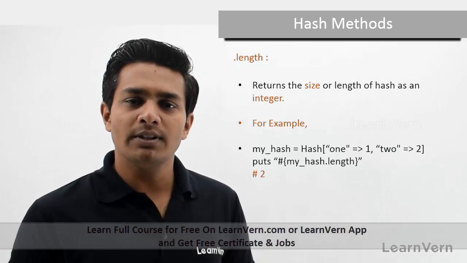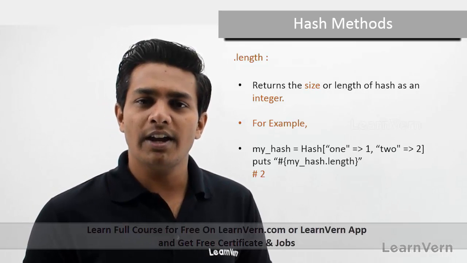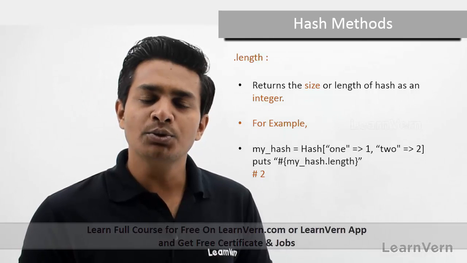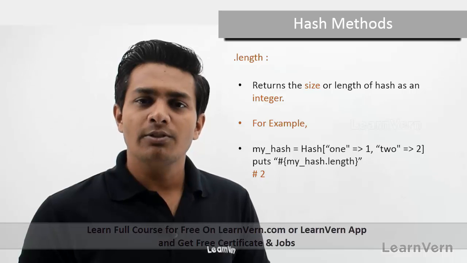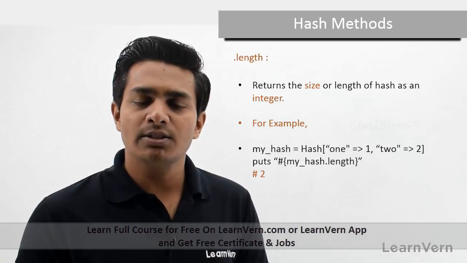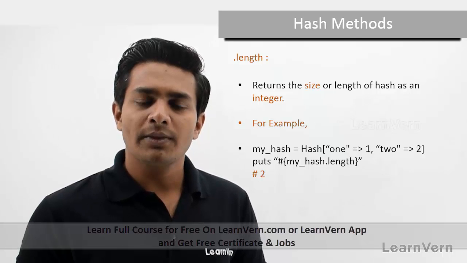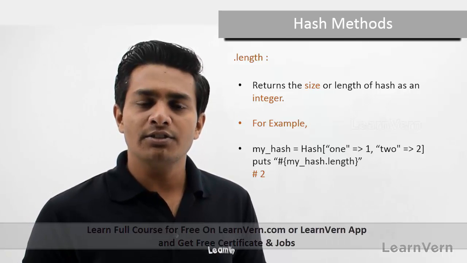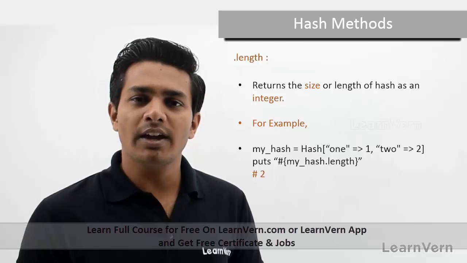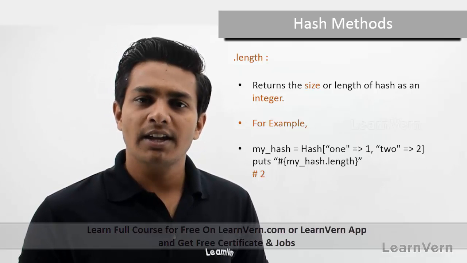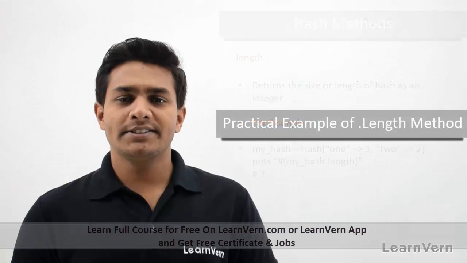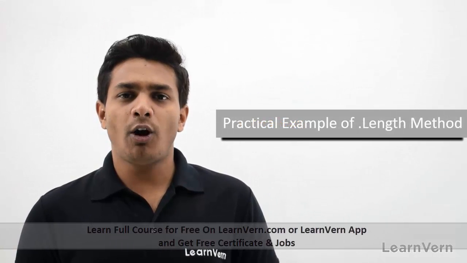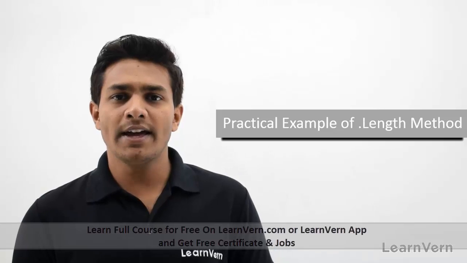Here in the example, I have created one hash which contains two key value pairs, and I performed one method, that is length, on that hash. Here it returns 2 because we have two key value pairs available in my example hash. Let's see practical examples of the hash method length.